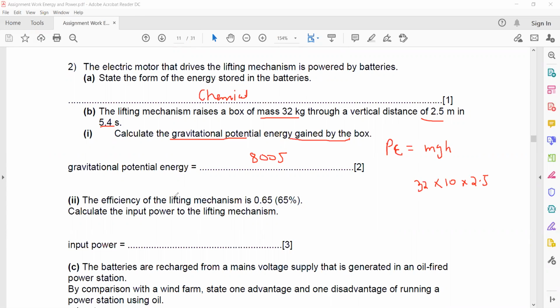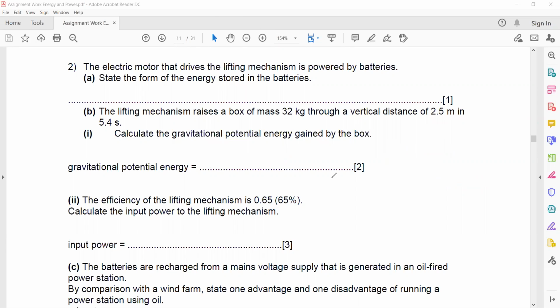In the second part, the efficiency of the lifting mechanism is 65%, which means it is 65% efficient. Calculate the input power. This is a potential energy, because it is a lifting mechanism lifting the object. So useful work done, or useful energy, is the potential energy. What we need is the input power.